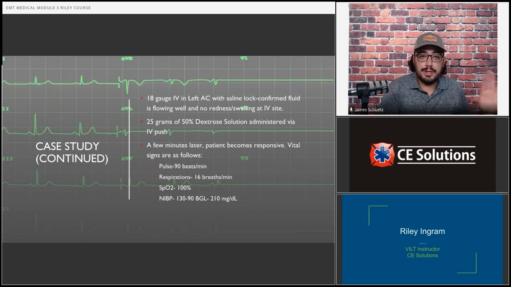Pulse ox, since we did put them on some oxygen earlier, I forgot to mention that, it's going to be at 100% now. And next, blood pressure is 130/90. Blood glucose is 210. Okay, so we are a little high, but we are definitely functional now. All right.